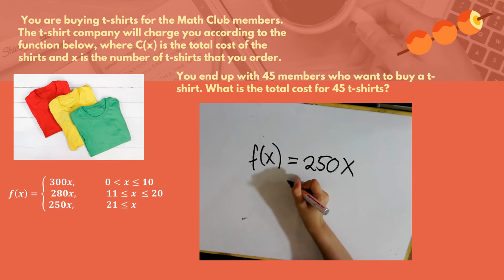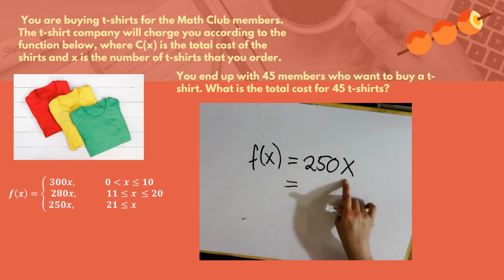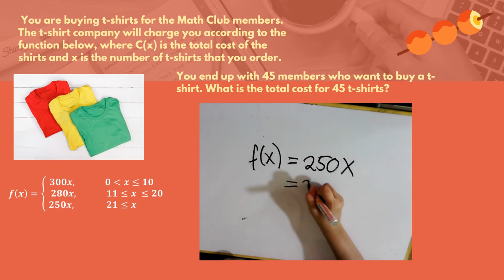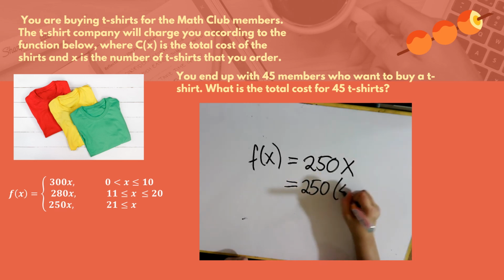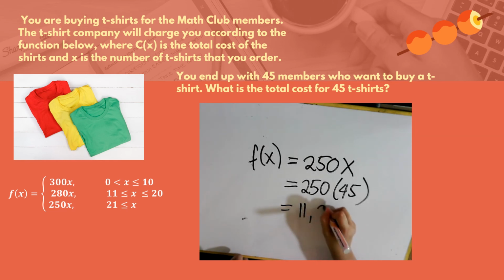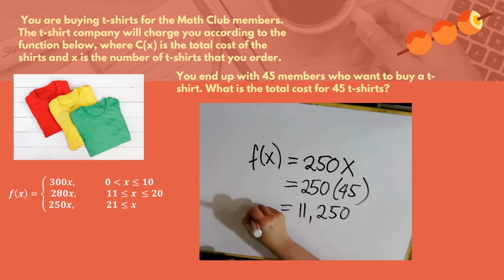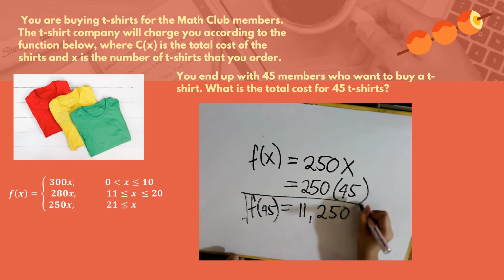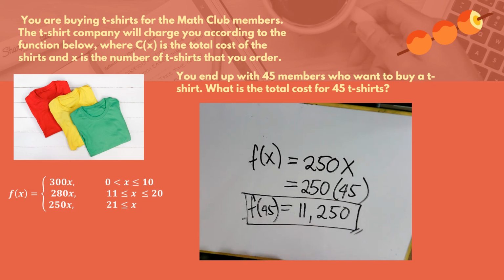So, dito natin i-apply at i-replace si x by the number of t-shirts, which is 45. So, 250 times 45. And 250 times 45 is equal to 11,250. So, ang presyo ng 45 t-shirts ay 11,250.